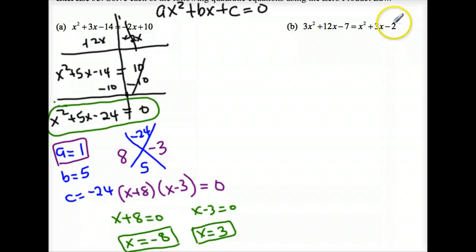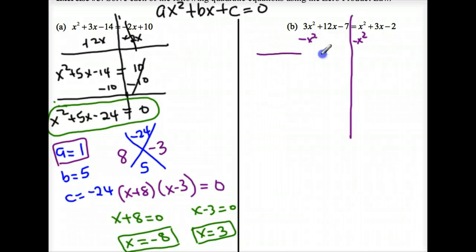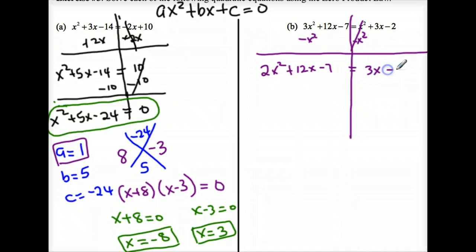Now let's look at B, which looks a little bit more complicated because I have terms all over. So remember, the key is to get it in this form right in the top here, and let me just draw a line here so we can separate everything. I'm going to start by moving the x squared, minus x squared on both sides. Remember, I can only combine like terms. These cancel. I am left with 2x squared plus 12x minus 7 equals 3x minus 2.